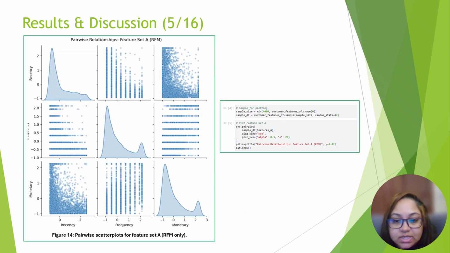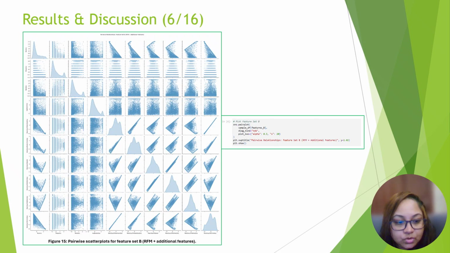Next, the correlation studies were also conducted. Pairwise relationships between the different features of feature set A as well as feature set B were examined. The interpretation from these graphs was basically that the RFM features, recency, frequency, and monetary, cluster tightly in one corner of the 2D space with heavy overlap. Frequency and recency appear almost discretized, with vertical and horizontal stripes, reflecting the integer count of orders and days.